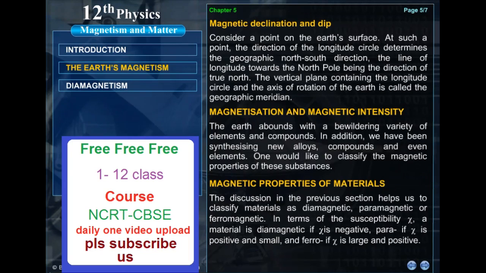Magnetic properties of materials. The discussion in the previous section helps us to classify materials as diamagnetic, paramagnetic, or ferromagnetic in terms of the susceptibility χ. A material is diamagnetic if χ is negative, paramagnetic if χ is positive and small, and ferromagnetic if χ is large and positive.